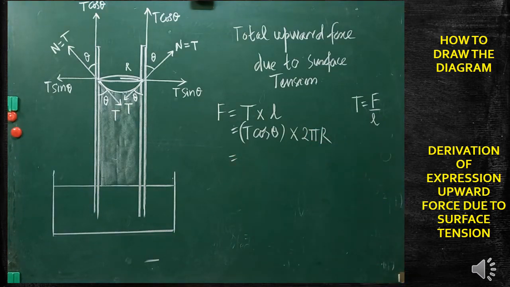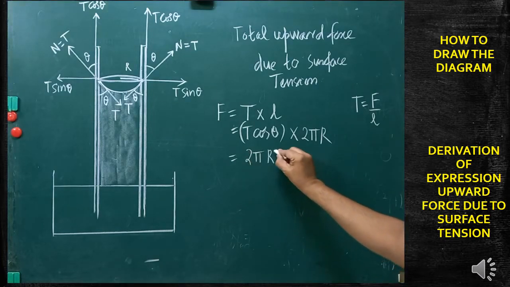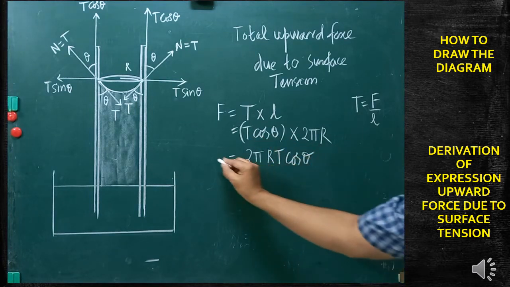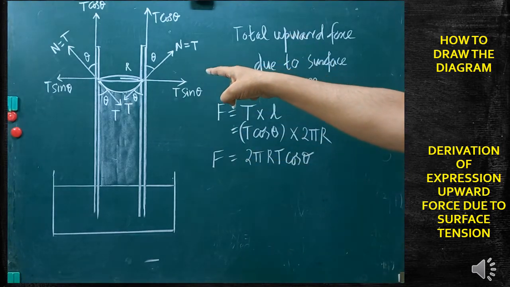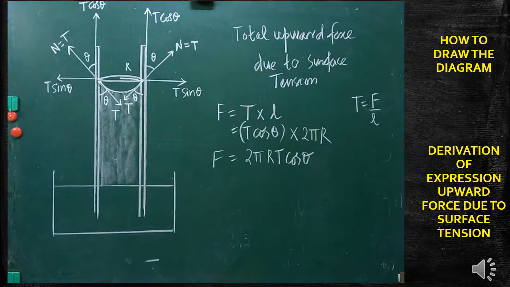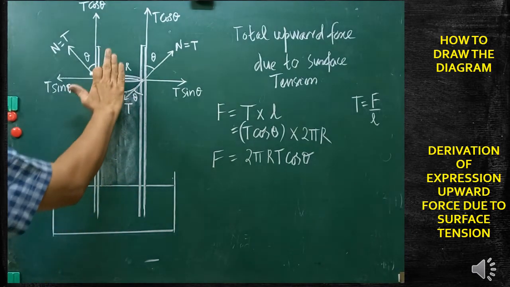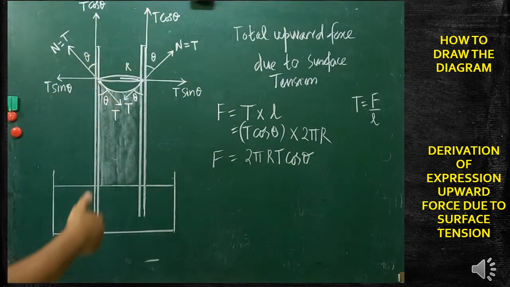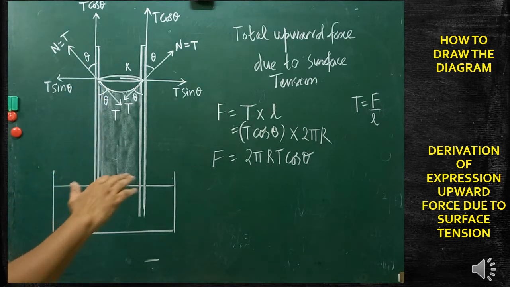Are you clear? So finally what will happen? 2 pi r T cos theta is the net upward force. The total upward force which is acting all around the surface is equal to 2 pi r T cos theta. So this is the method of drawing the diagram. Here the total upward force is calculated. Later we are going to calculate the downward force. The downward force must be calculated due to gravity. So that is in the next part.